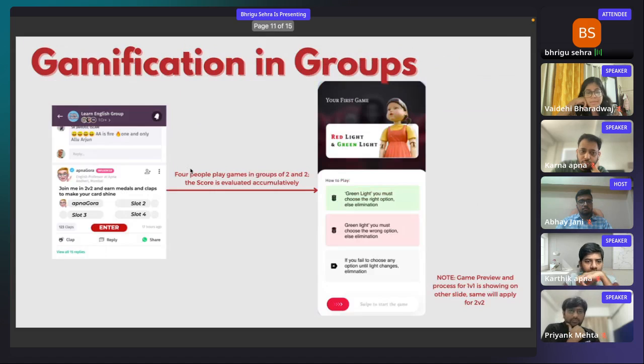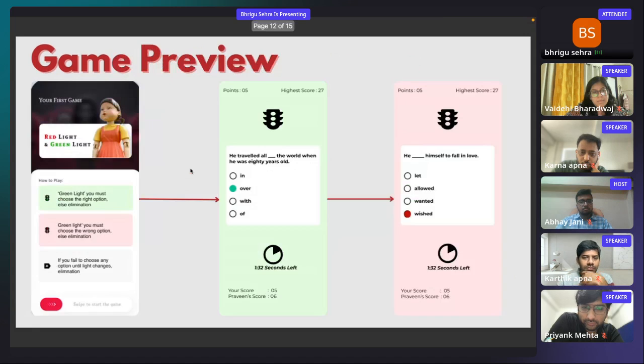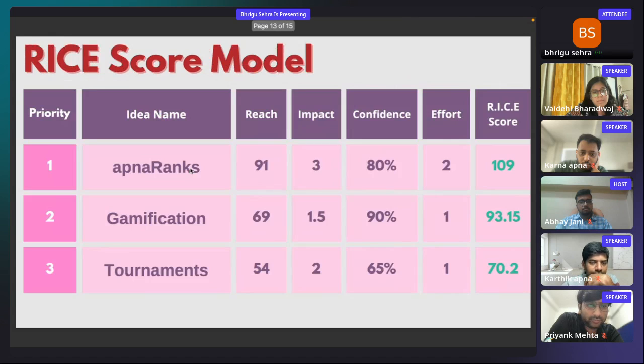The third thing that I introduced was gamification. This will increase our daily active users and user retention. Then I used the RICE score model for the same.